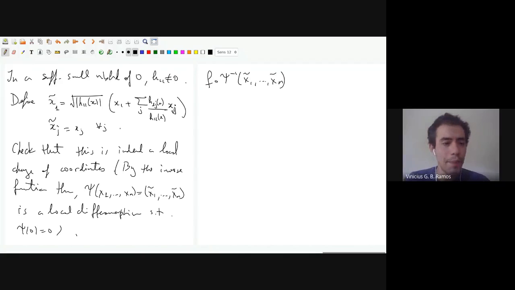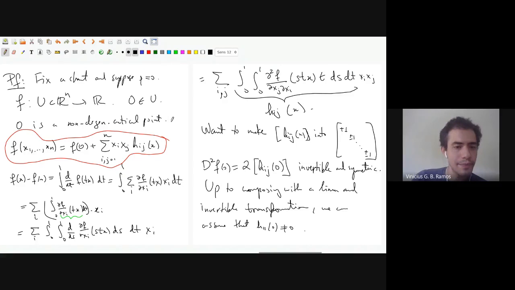When you take x1 tilde squared, you get the absolute value of h11 of x times x1 squared. So you're going to have plus or minus x1 squared, and this plus or minus is the sign of h11 of 0. Then in the sum, everything that has x1 will go into the x1 tilde squared.